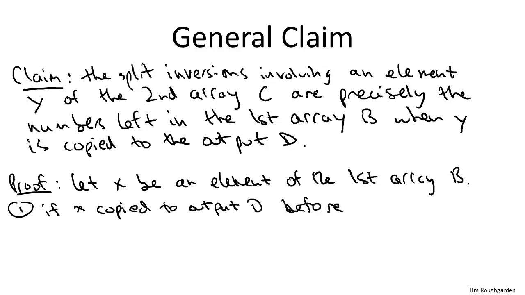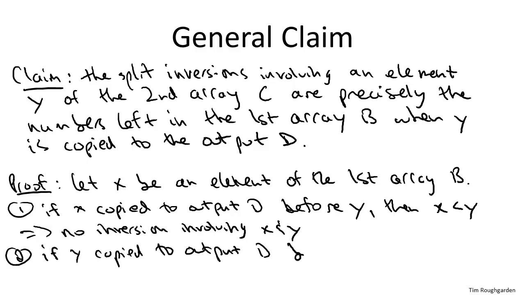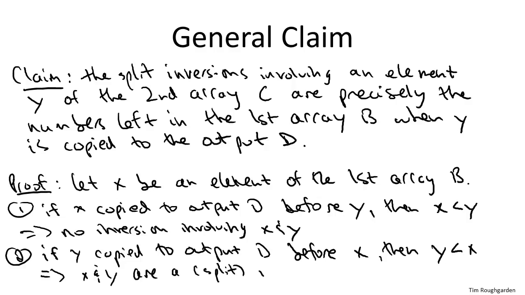Y. Now, if X is copied to the output before Y, well then since the output's in sorted order, it means X has got to be less than Y, so there's not going to be any split inversion. On the other hand, if Y is copied to the output D before X, then again, because we populate D left to right in sorted order, that's got to mean that Y is less than X. Now, X is still hanging out in the left array, so it has a lesser index than Y. Y comes from the right array, so this is indeed a split inversion. So putting these two together, it says that the elements X of the array B that form split inversions with Y are precisely those that are going to get copied to the output array after Y.